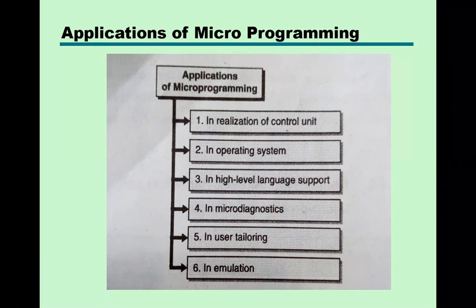The next one is user tailoring. In user tailoring, it means by using a RAM for implementing control memory, it is possible to tailor the machine for different applications.